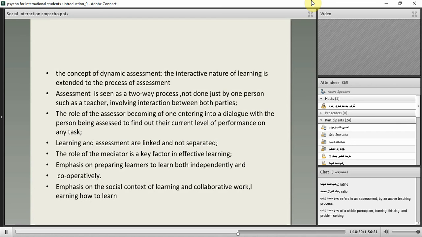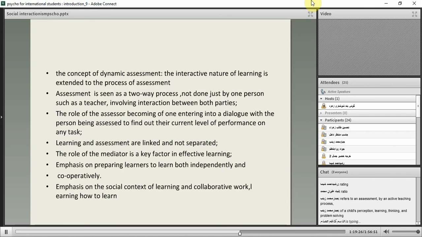Probably you may be interested in what we mean by dynamic assessment. This means that it is not just the teacher who devises the tests and administers the test, but the learners have a role in dynamic assessment. The role of the assessor becomes one of entering into a dialogue with the person being assessed to find out the current level of performance on any task.